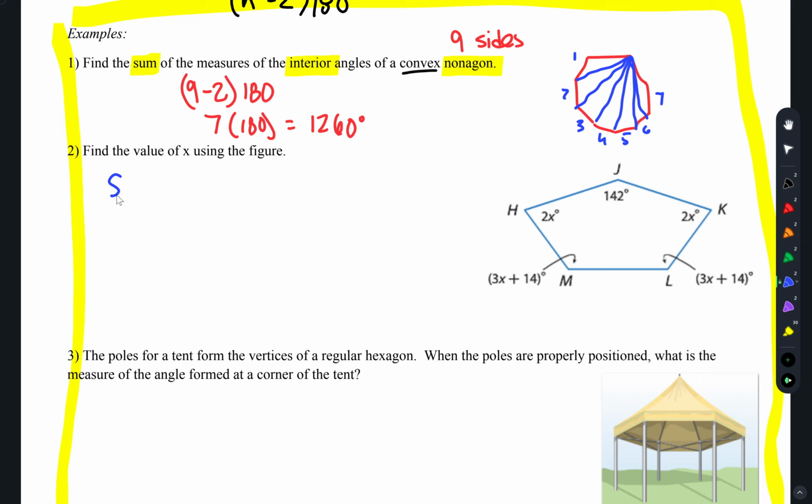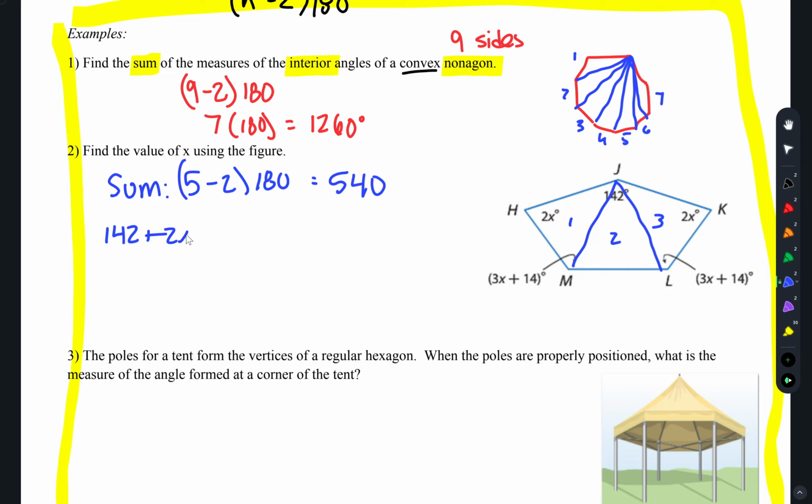So the sum is 5 sides minus 2, always minus 2, not 3, times 180. You don't believe me? Split it into triangles yourself. There's 1, 2, 3 triangles, which is 540. We add all those pieces together. 142 plus 2x plus 3x plus 14 plus 3x plus 14 plus 2x equals 540. I combine my like terms.